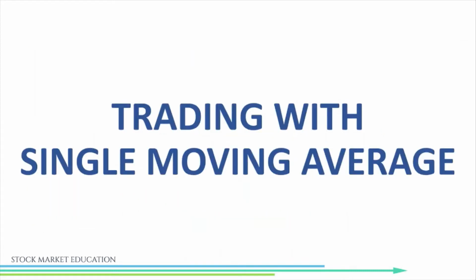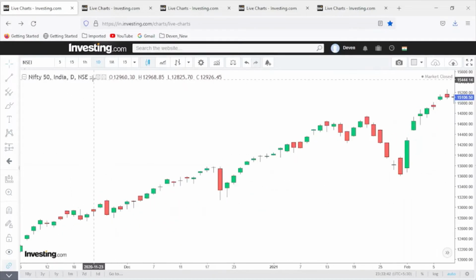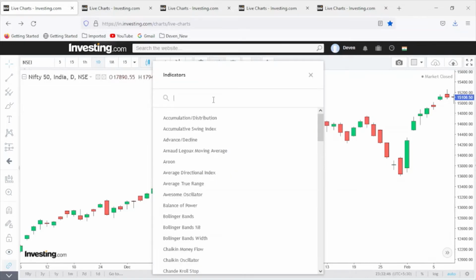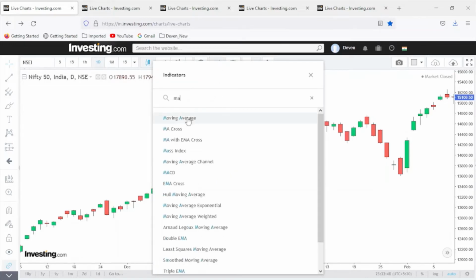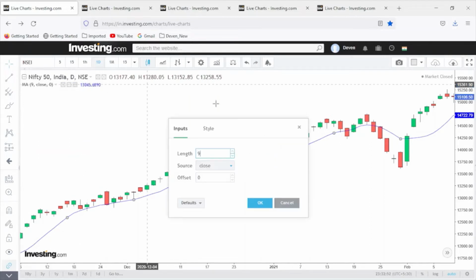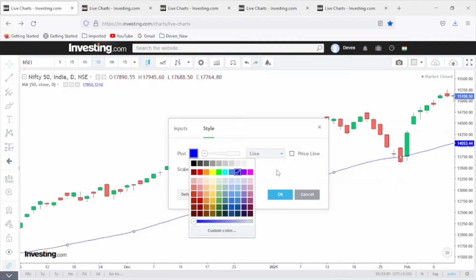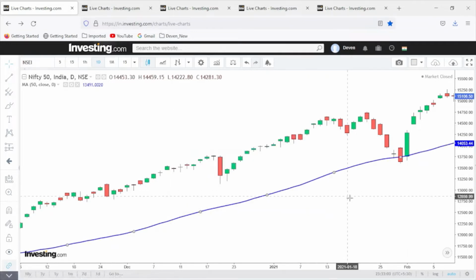So now what is trading with simple moving average? We will see this with some live examples. Now here you can see this is a daily chart of Nifty, right? And now we will add moving averages. Suppose I add a moving average, here you can see the settings and there's a 9-day moving average. So I'll just make it a 50 days moving average. In the style, I make this line a bit thick so that it appears very clearly.